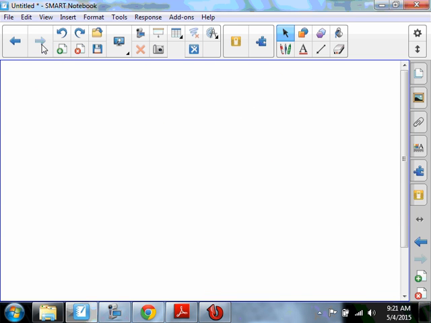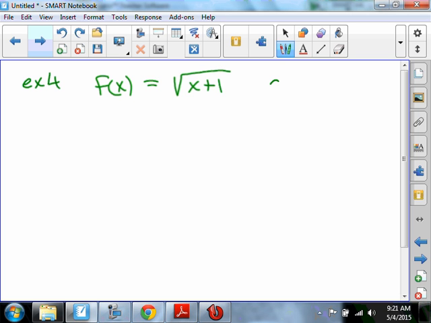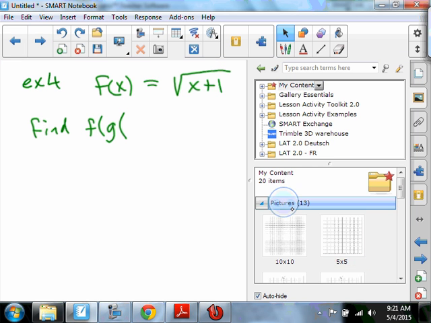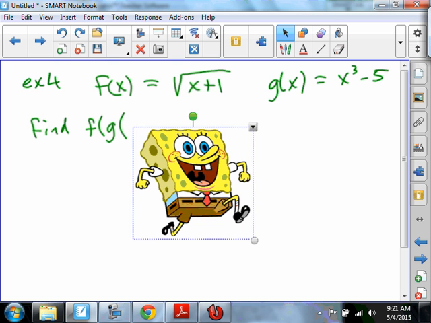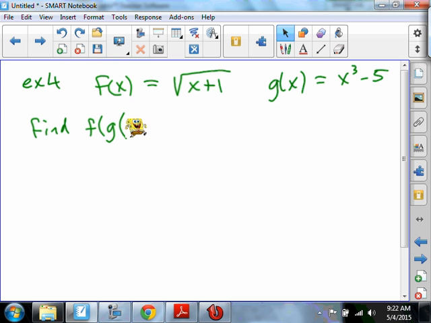Okay, let's try example 4. f of x equals the square root of x plus 1. g of x equals x cubed minus 5. Find f of g of SpongeBob. So if you want to make this easier, you probably want to make it x in your notes. Okay, so f of g of SpongeBob.